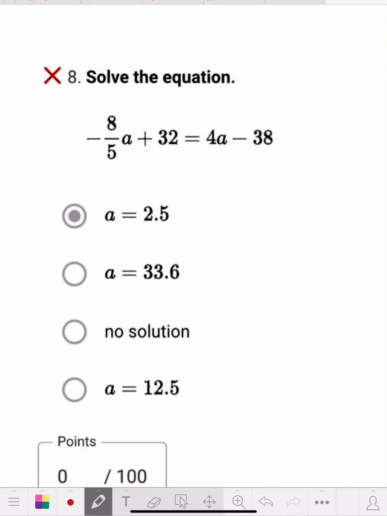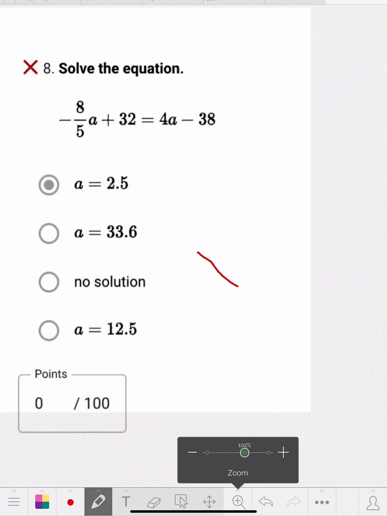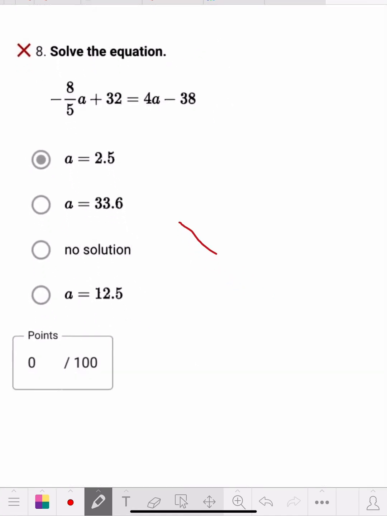Now, what do we got here? Let me erase that. I got a red line in there. Pen back. Okay, we got negative 8/5 a plus 32 equals 4a minus 38. I got to get rid of the 5, so I'm going to multiply both sides by 5.